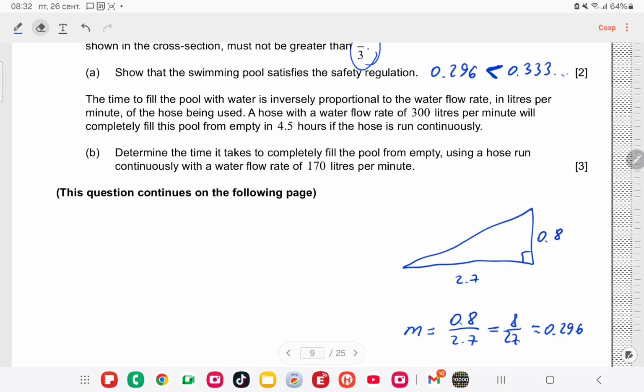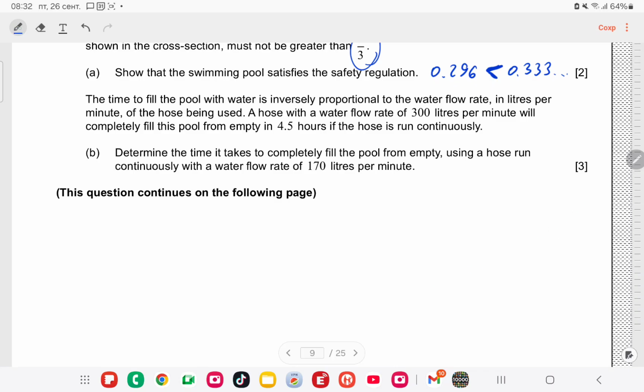The time to fill the pool with water is inversely proportional to the water flow rate in liters per minute of a hose being used. A hose with a water flow rate of 300 liters per minute will completely fill this pool from empty in 4.5 hours if the hose is run continuously. Determine the time it takes to completely fill the pool from empty using a hose run continuously with a water flow rate of 170 liters per minute.